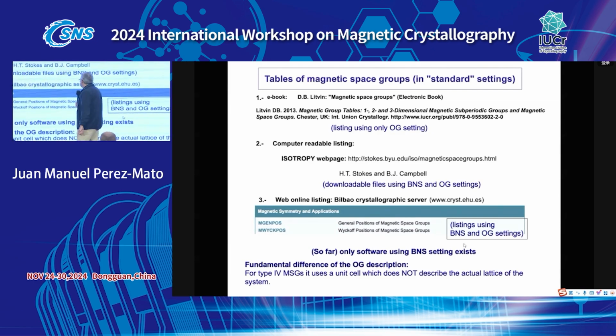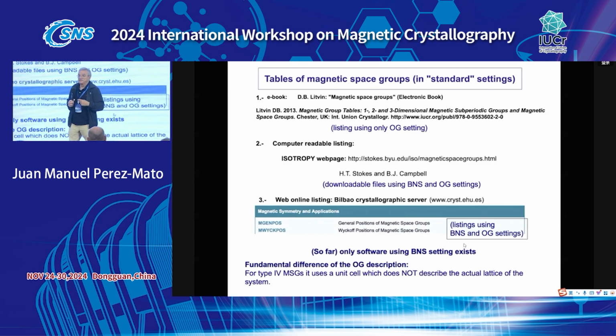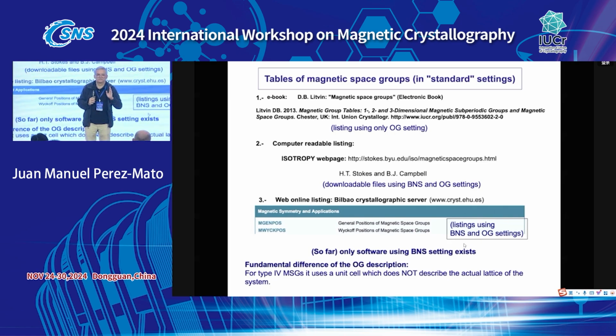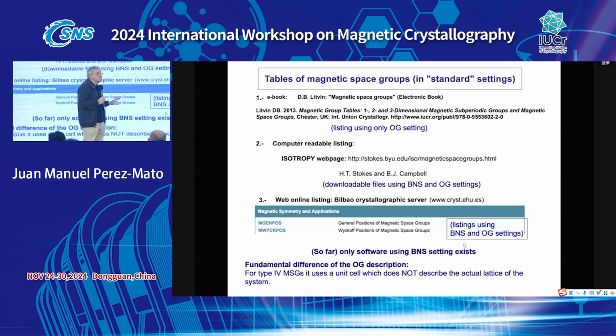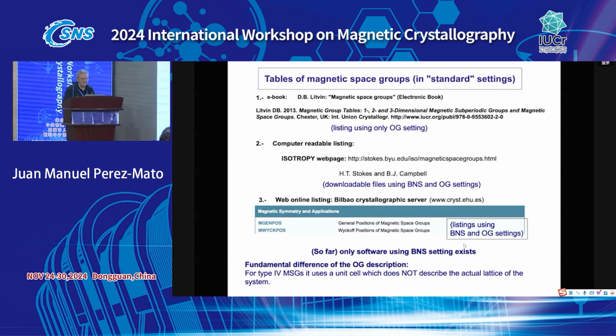And the point is that the difference between the two is that the OG setting describes the operations not using the actual unit cell that describes the periodicity of the structure of the spins, and therefore it is more difficult to apply with usual crystallographic programs. And the software which is available up to now, to my knowledge, is only for the BNS setting, for the BNS description of the magnetic space groups. And therefore, from now on, I will only talk about magnetic space groups using what we call the BNS setting, and when we call the standard description of a magnetic space group, it refers to these BNS listings.